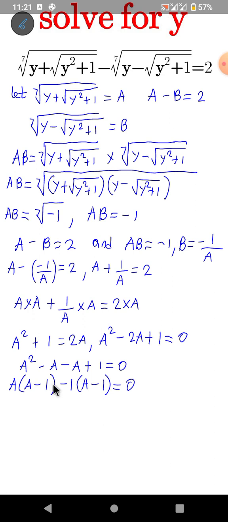Now, since we have a minus 1 here, a minus 1 here, now I can factorize. I can say a minus 1, open bracket, a minus 1 equal 0. Then since it is like this now, I can just simply say that a minus 1 is equal to 0. So if a minus 1 is equal to 0, therefore a is equal to 1. So we have gotten the value for a.